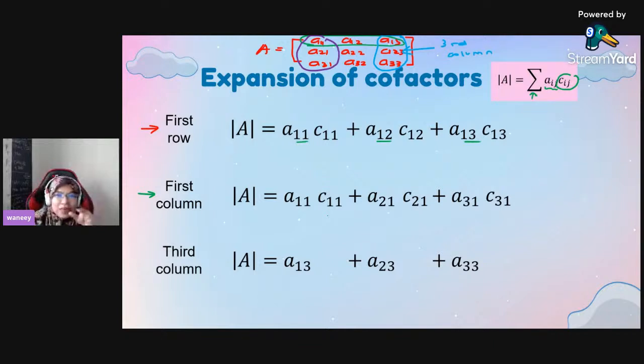And then C, you simply copy down the same A, just that the letter we change to C. So C13, C23, C33.